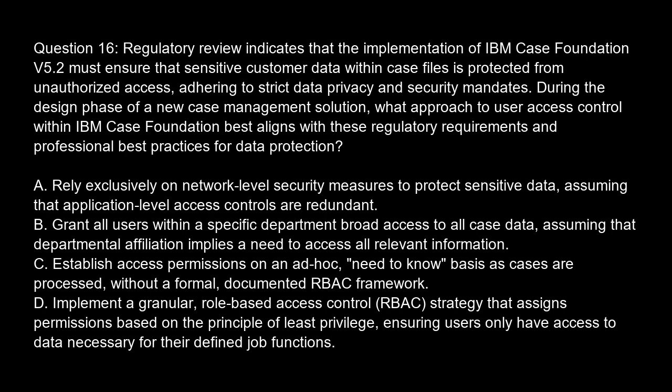Option A. Rely exclusively on network-level security measures to protect sensitive data, assuming that application-level access controls are redundant. Option B. Grant all users within a specific department broad access to all case data, assuming that departmental affiliation implies a need to access all relevant information. Option C. Establish access permissions on an ad hoc, need-to-know basis as cases are processed, without a formal documented RBAC framework. Option D. Implement a granular, role-based access control (RBAC) strategy that assigns permissions based on the principle of least privilege, ensuring users only have access to data necessary for their defined job functions.